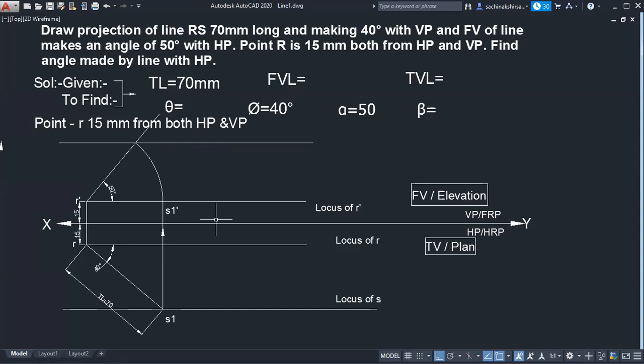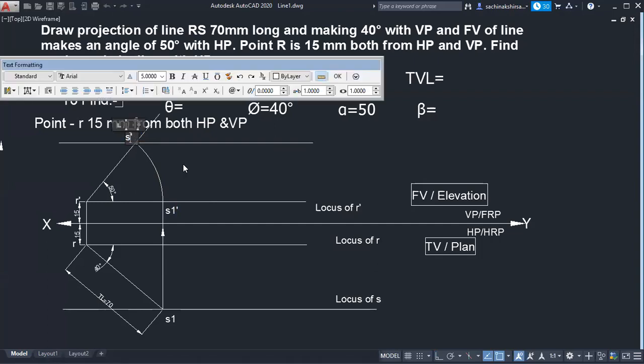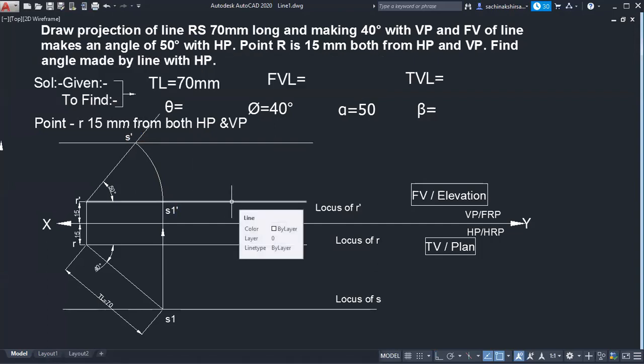I will locate that point as S dash. Okay, so this point I will take up to here. Suppose I will give the name as S dash. So I will erase this S1. So this will be my S dash point. I got R dash S dash, meaning what will be this length? R dash S dash is FVL. It will be my FVL. Okay, so I got FVL.